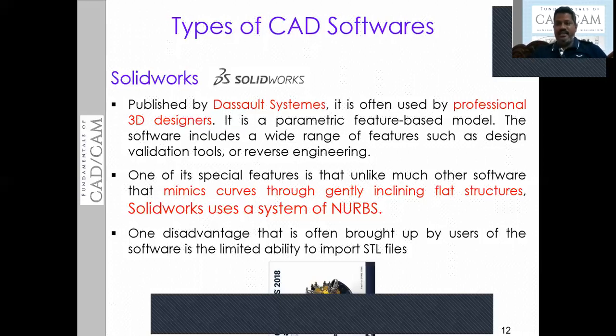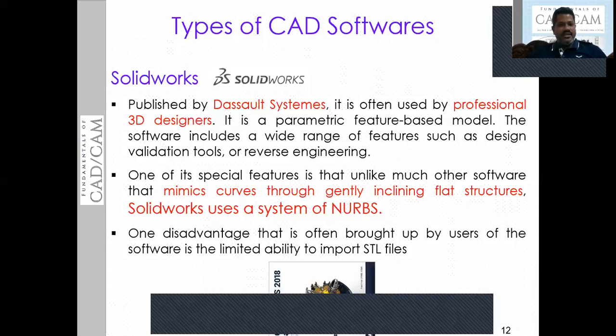If you create an STL file, it is used in 3D printing and additive manufacturing. That file is directly connected to the 3D machines to create the 3D models. So this is one of the disadvantages of SolidWorks. So try to remember this. This is the disadvantage of SolidWorks.